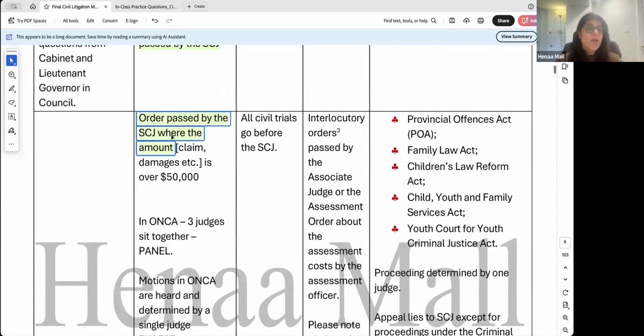So let's say an order has come from Superior Court of Justice, the value of which is $45,000. Do you think it's going to go to Ontario Court of Appeal? Let's say Superior Court of Justice has given an order for $42,000 against you. You're not happy with the decision of the judge. You want to appeal. Are you going to go to Ontario Court of Appeal for that? Where are you going to go? We haven't done that yet. But let's say if the value of that order is $55,000, now where will you go?